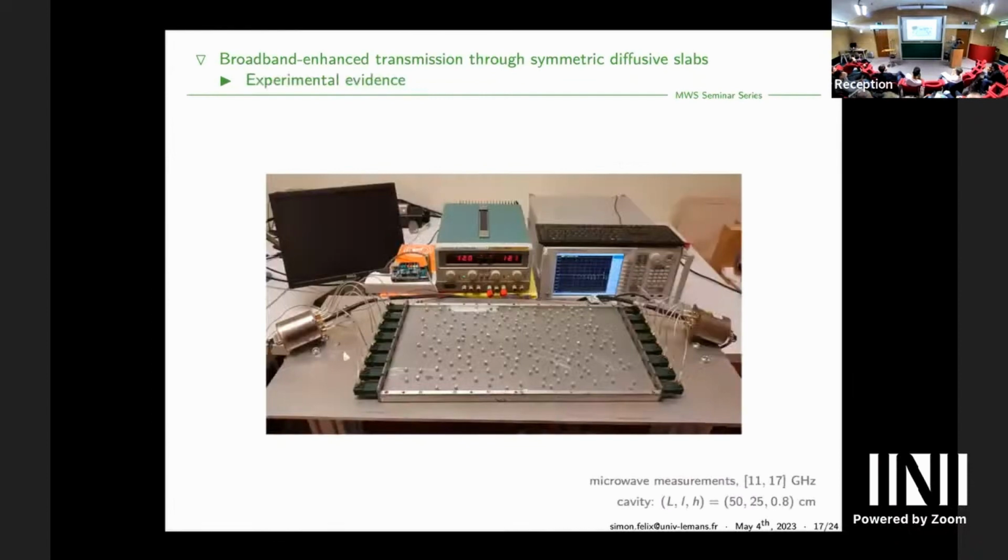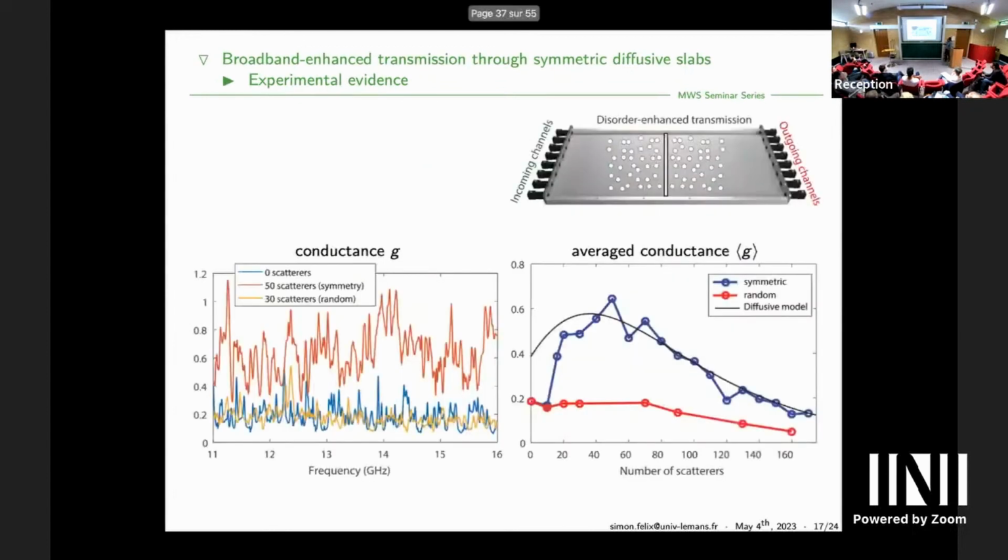Okay, I finish this first part with an experiment that has been made with colleagues in Israel. It's a metallic cavity rather than a metallic waveguide with metallic scatterers, and we are in the microwave regime. So it's electromagnetic waves. Typically, the measurement has been made between 11 and 17 gigahertz, and the size is 50 centimeters and 25 degrees. So I just show these two results.